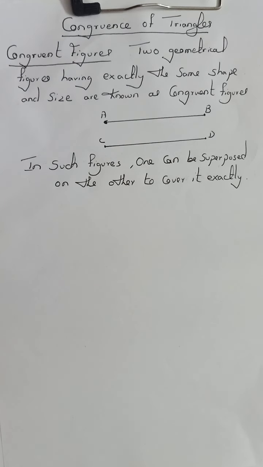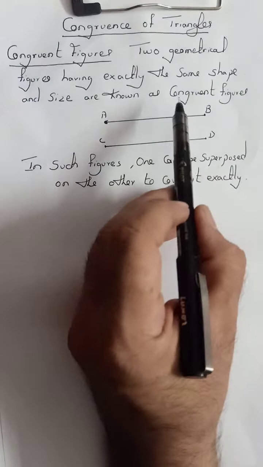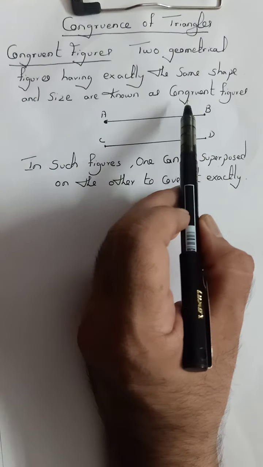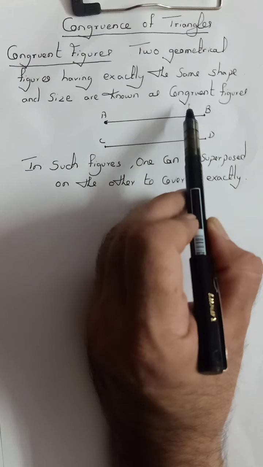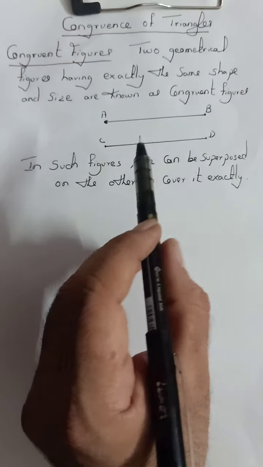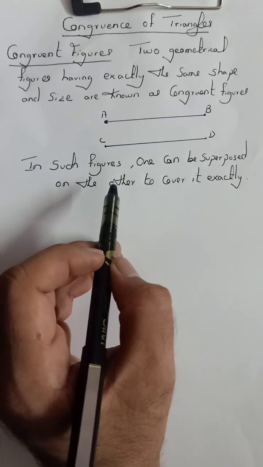Good morning, students. Now we will start the main topic of the ninth class in the triangle chapter, that is congruency of triangles. Now the question is, when are two figures or geometrical figures said to be congruent figures? Before that, in the previous videos, we have discussed all the basic terms which are used in this triangle chapter.